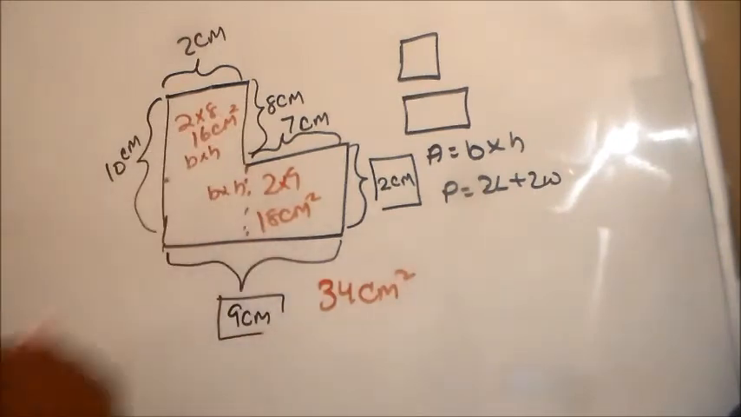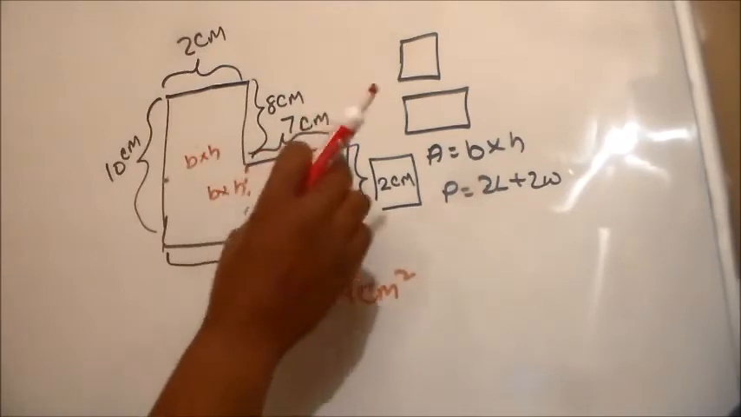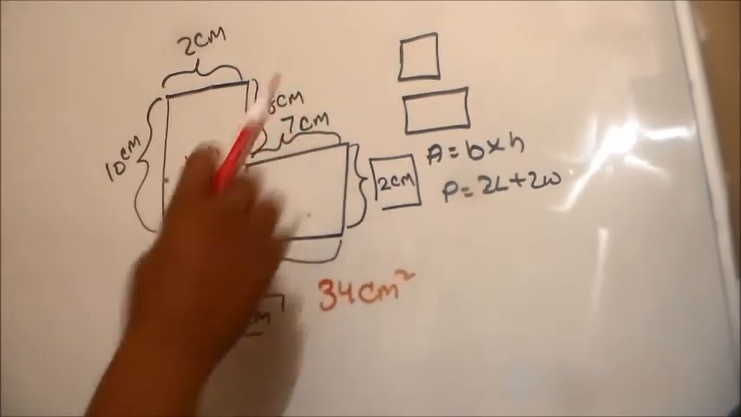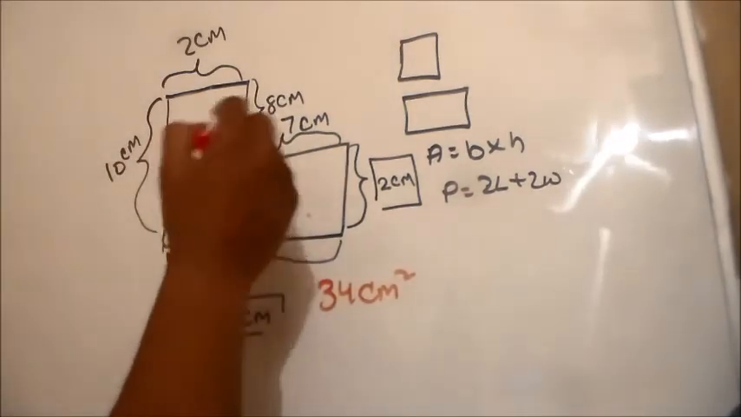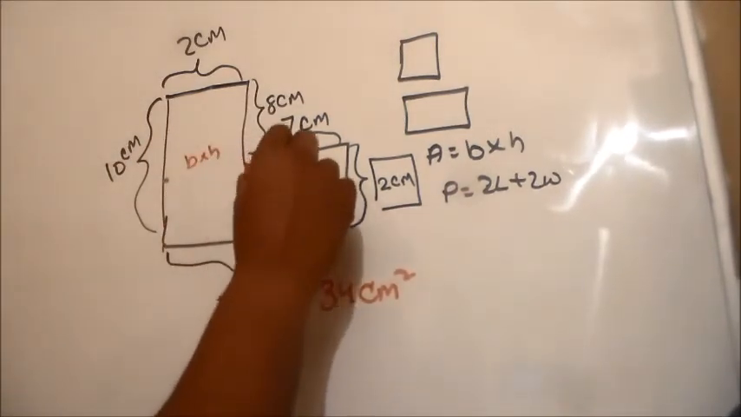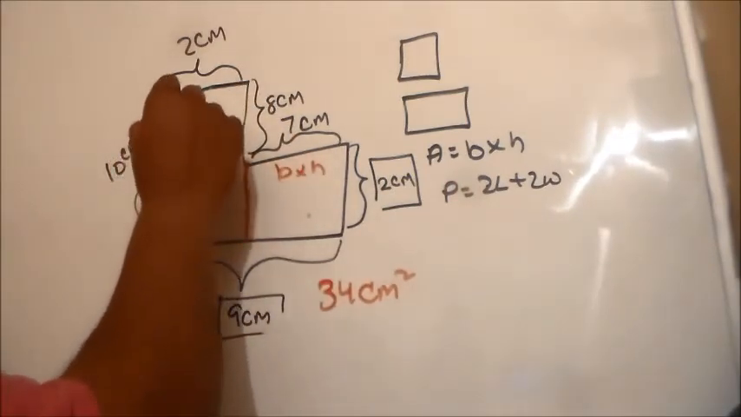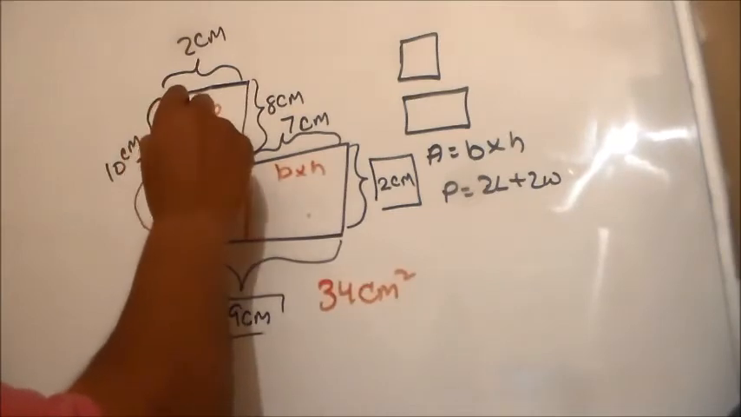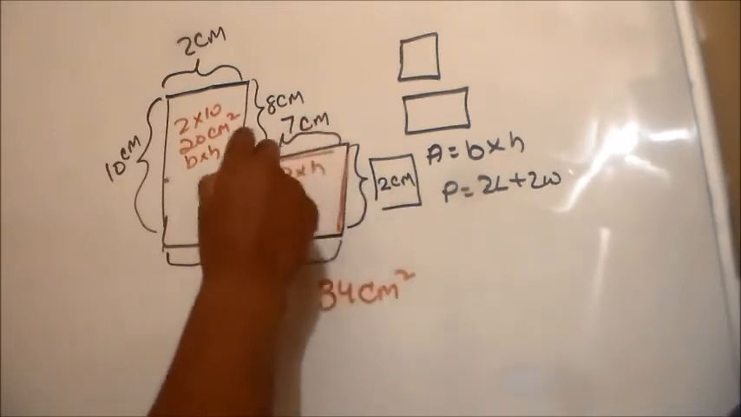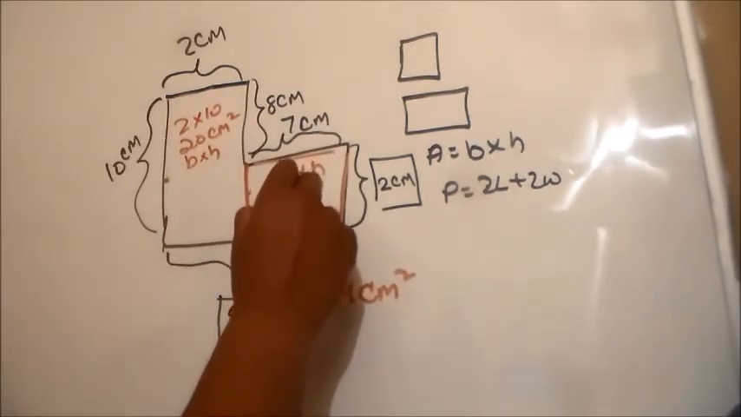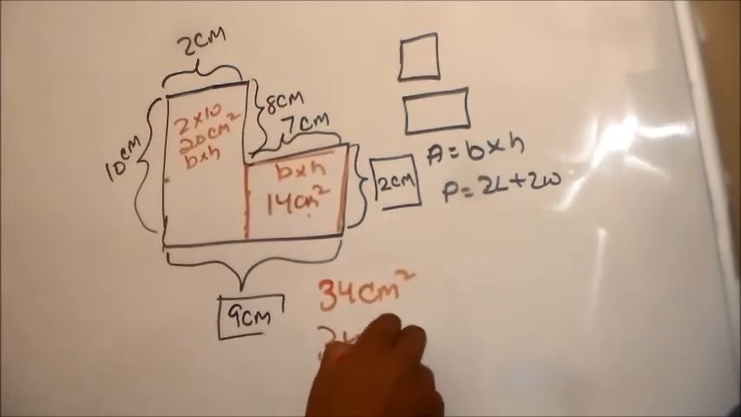Alright, let's do it. We drew a line the other way, so let's see if it works out for us, and we still get 34. So we want a base times height in this region and a base times height in this region. The base times height in this region is 2 by 10, which is 20 centimeters squared. And then we have 2 and 7, which is 14 centimeters squared. 20 plus 14 is still 34 square centimeters.